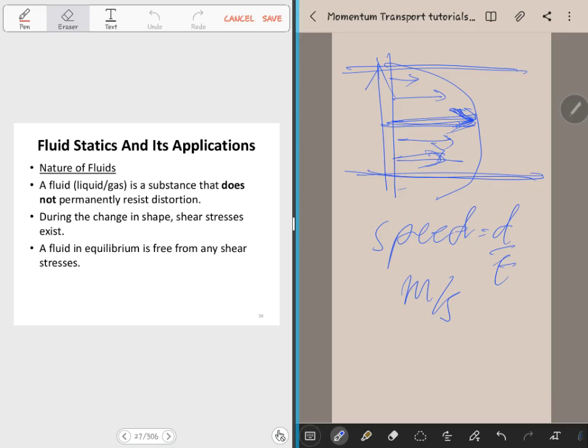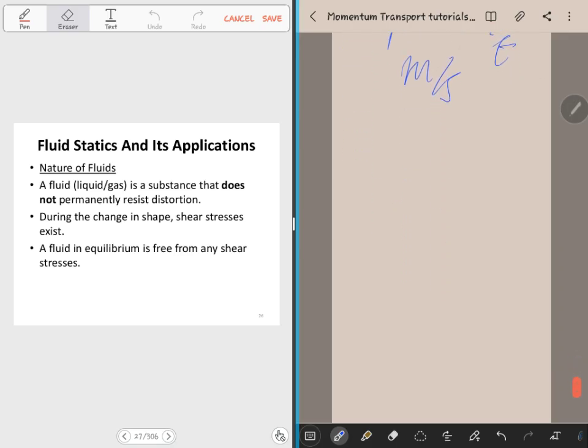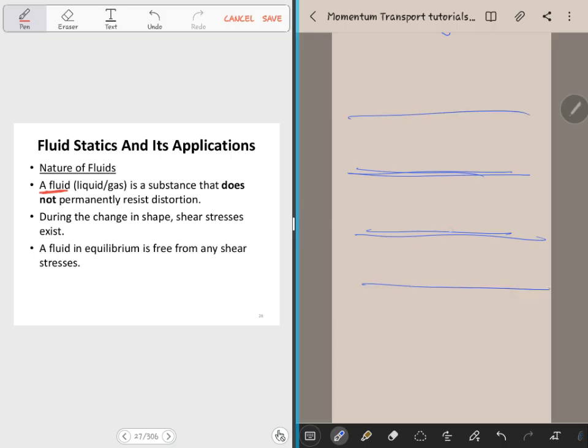We are saying that a fluid is a substance that does not permanently resist distortion, right? Meaning that we know for solids, generally they can resist distortion for a long time. But what this particular statement is saying is, if I have a whole fluid and I'm considering just a portion of that fluid, and I try to apply some kind of shear stress here, it doesn't permanently resist the distortion.